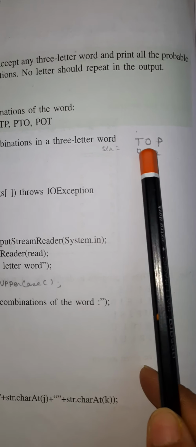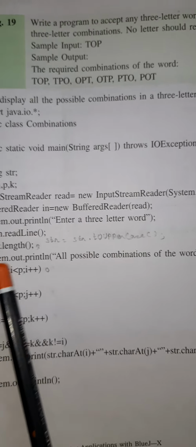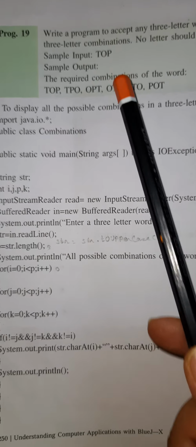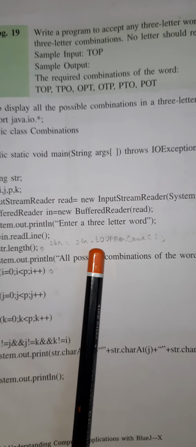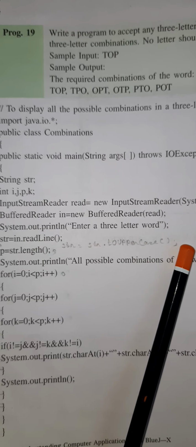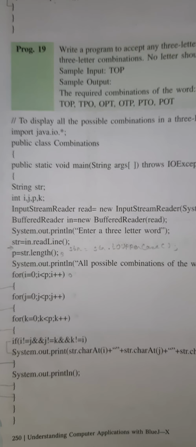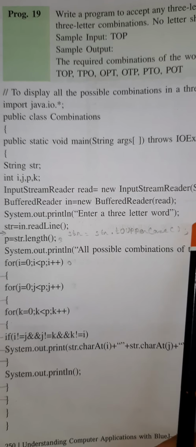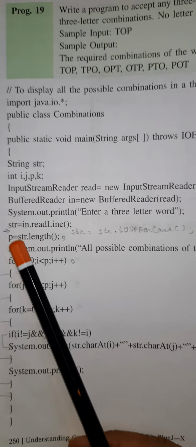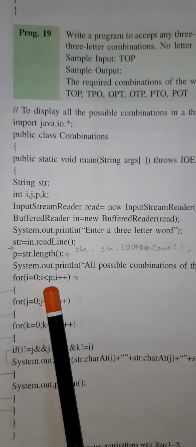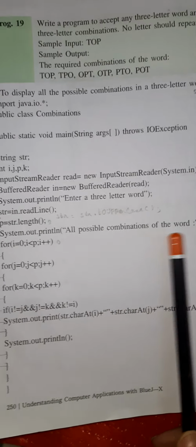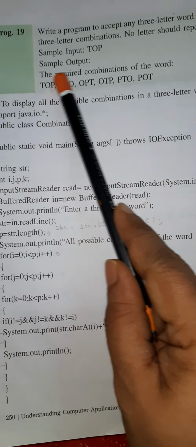So the string we have taken as TOP, and since it is said to enter in uppercase, str.toUpperCase, so that it will not create any problem. The total word, that particular string, will be in uppercase. Then length p is equal to how much? 3, since the length of p is 3. So all possible combinations will be displayed on the screen.